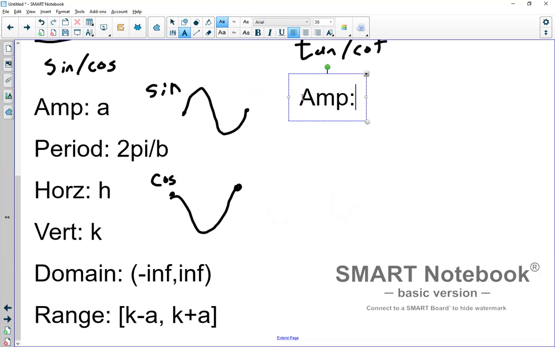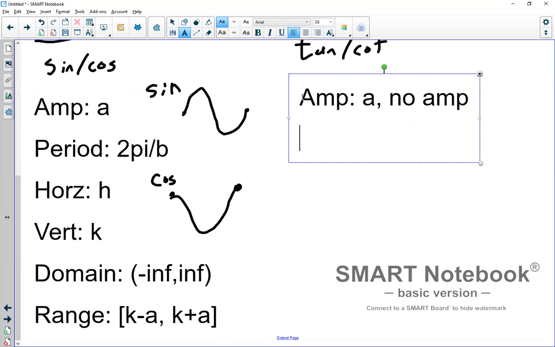So amplitude. There's no real amplitude or not needed or unimportant. So you could say whatever the A value is, but if you leave it, not leave it blank, but you just say no amp would be probably more correct. But again, the amplitude for tan and cotangent, the A value does change it, but it just makes it go up higher or lower. So it's not that big of a deal.